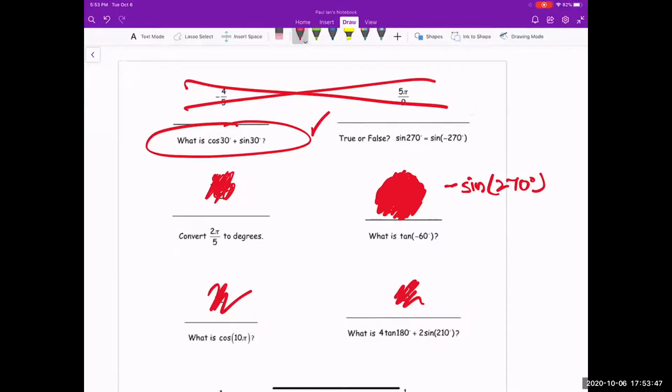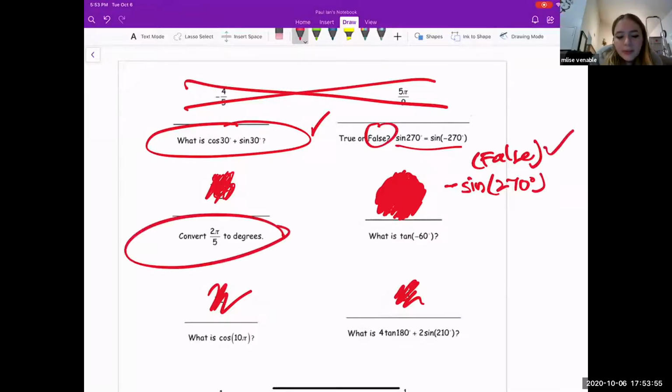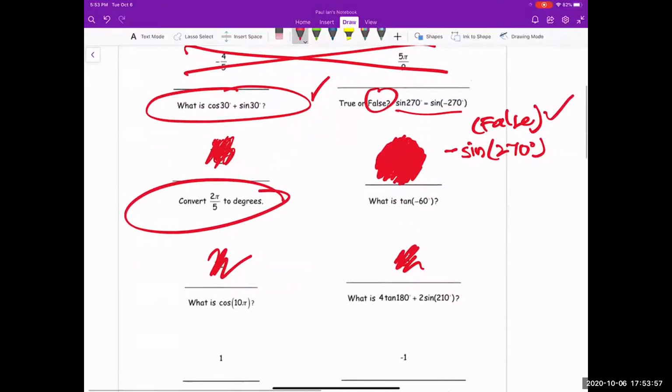So this means it's false, and whatever they ask you, like, is this true? No, it must be false. Okay. Yeah. This one you probably got. I know this isn't that bad. Converting. Okay. What about this guy? We talked about this one.